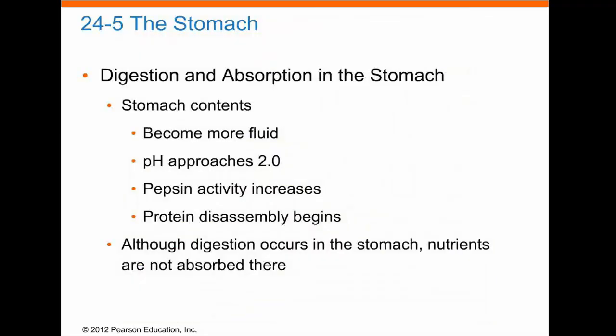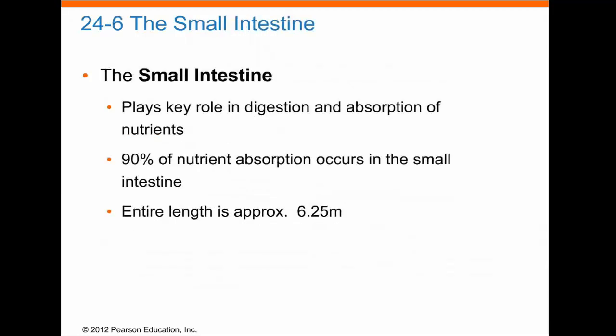So the stomach contents become more fluid, the pH approaches 2, so it's becoming more acidic, pepsin activity is increased, and protein disassembly begins. Although digestion occurs in the stomach, there is no absorption of nutrients there. That all happens in the small intestine and the large intestine.